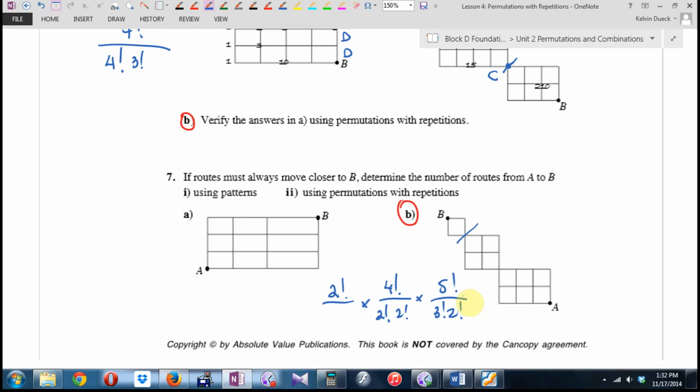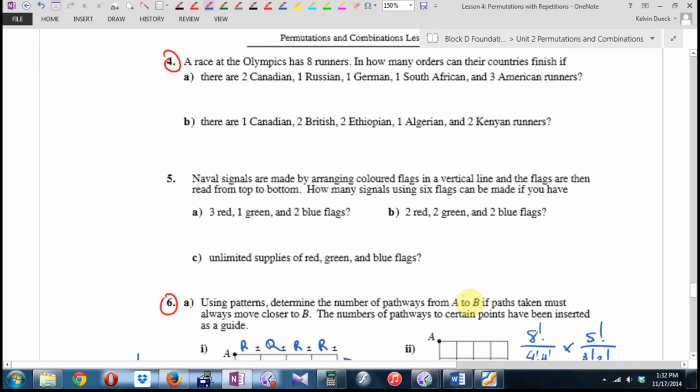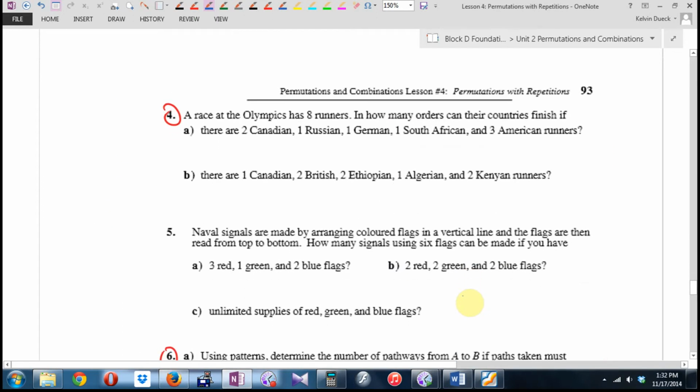Any others from the homework? Yeah, Taylor. 4A. Okay. It says there's 8 runners. How many orders? So first of all, when I see how many orders, that's a permutation. That's going to be a mixing up.